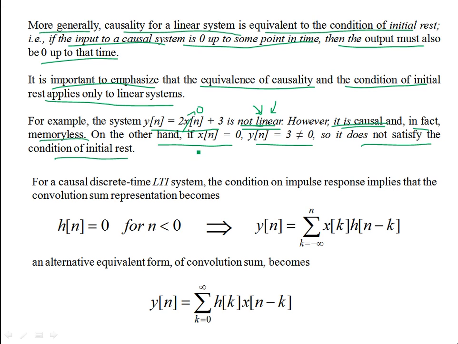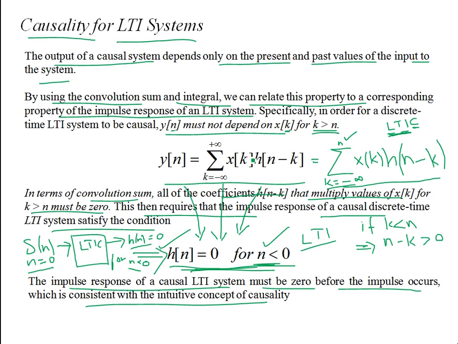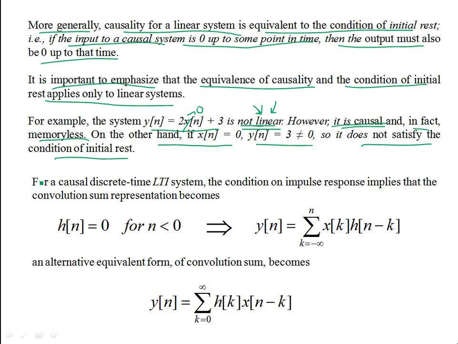Again, for a linear time invariant system, from the convolution sum, you can derive that h of n should be 0 for n less than 0, because you have to modify the summation limits, and analytically you can see that h is not going to take any negative arguments. If k is greater than n, then you are talking of negative arguments in h. That is not possible. That means h of n is 0 for n less than 0. Now, for a causal discrete time LTI system, the condition on the impulse response implies that the convolution sum representation becomes, as we have already seen, the one with the modified limits.